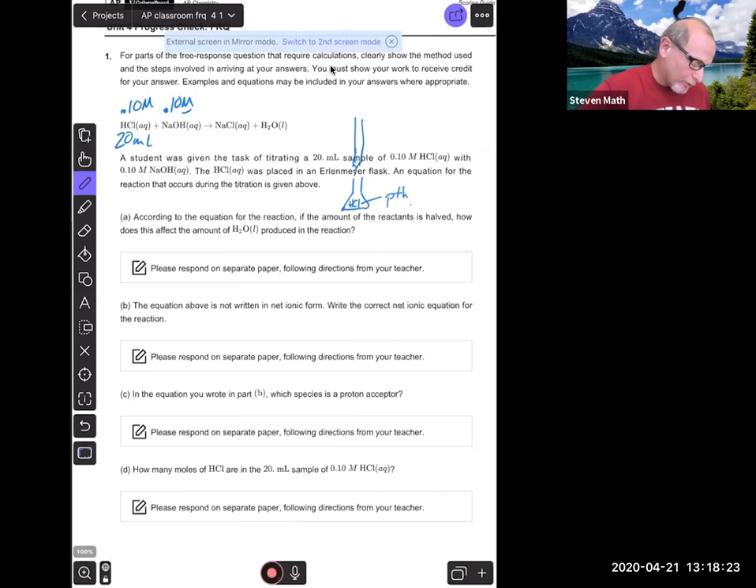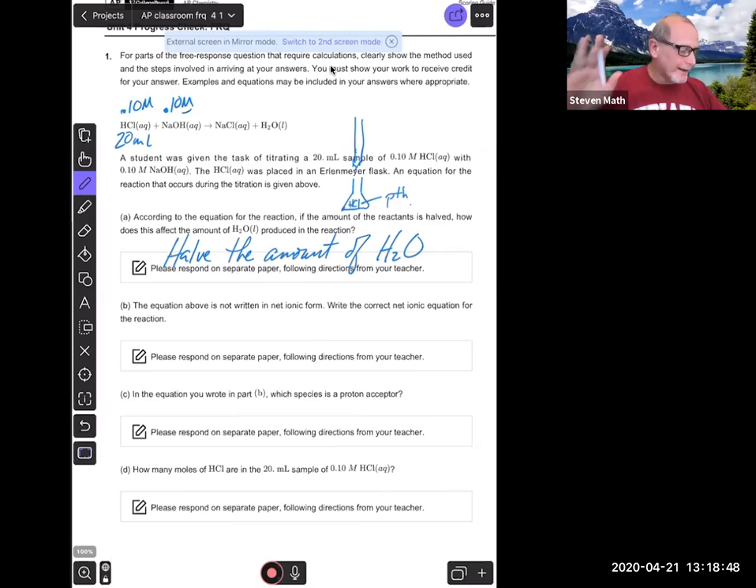In A, they say, according to the equation, if the amount of the reactants is halved, how does that affect the H2O? Well, since the ratio is 1 HCl, 1 NaOH, 1 H2O, then it would halve the amount of H2O. Period. Doesn't ask for why, doesn't ask for a justification, nothing going on there. Just tell them what happens to the amount. Well, it's cut in half.